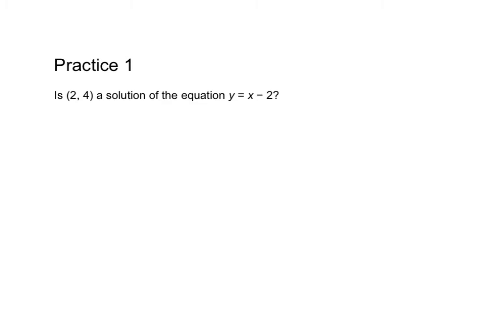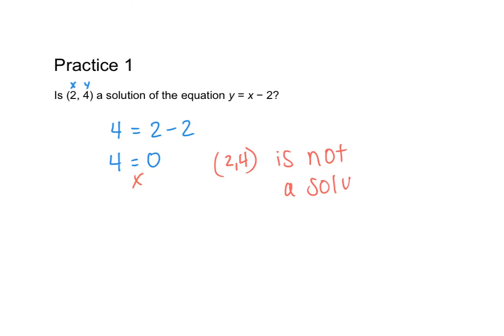So now that you've tried the questions, is (2, 4) a solution of the equation y equals x minus 2? So this is our x, this is our y. Let's plug them in. So we've got 4 for y equals 2 minus 2. Is 4 equal to 0? Absolutely not. So (2, 4) is not a solution.